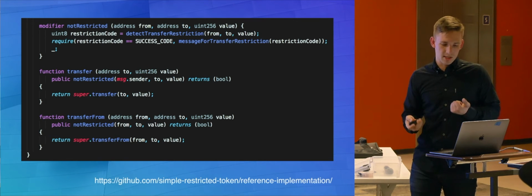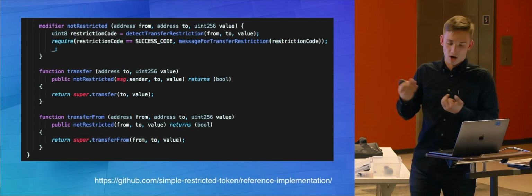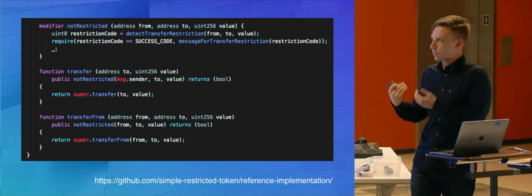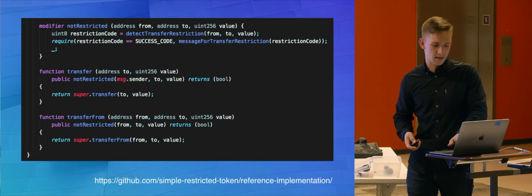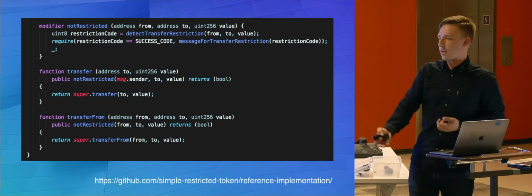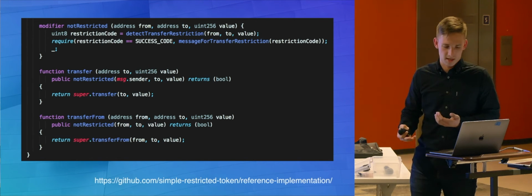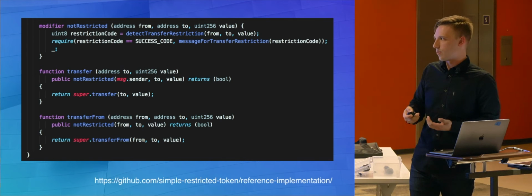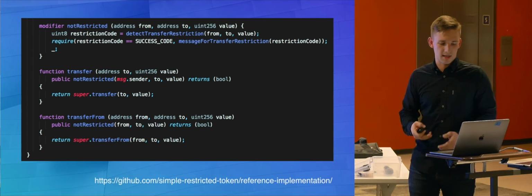However, we can still call detect transfer restriction with the parameters that caused it to fail. We can get back the restriction code, and we can actually look up the message. So that's a way that we could fall in line with the community's implementation of ERC-20, but still have meaningful information about our transfer restrictions. So ERC-20, it's sparse.